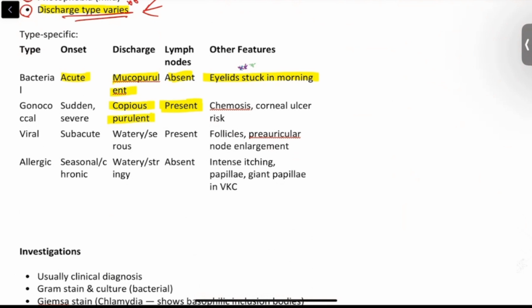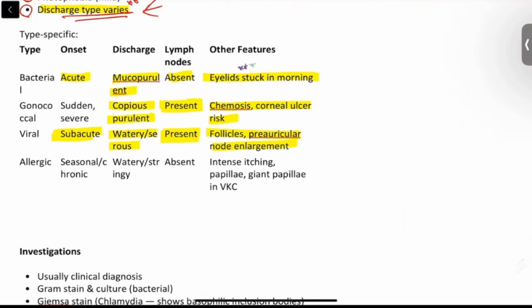So what are the features we will see? Other features: chemosis and corneal ulcer risk is more in case of gonococcal conjunctivitis. In case of viral, it is usually subacute or chronic, and watery or serous discharge will be present. Lymphoid follicles are implicated, so lymph nodes will be enlarged, and preauricular node enlargement can be seen.